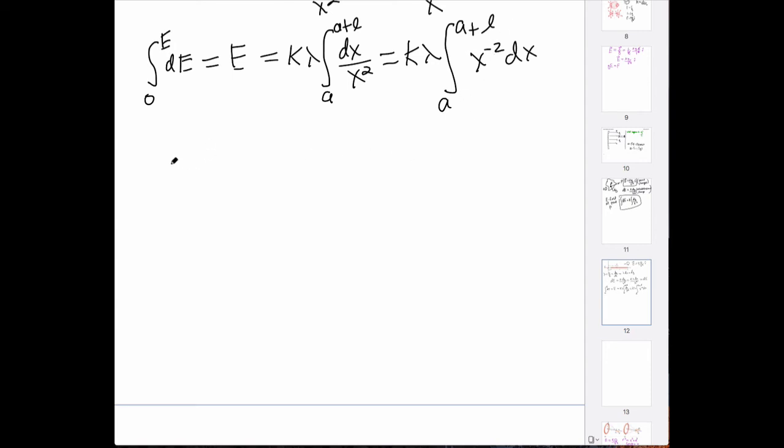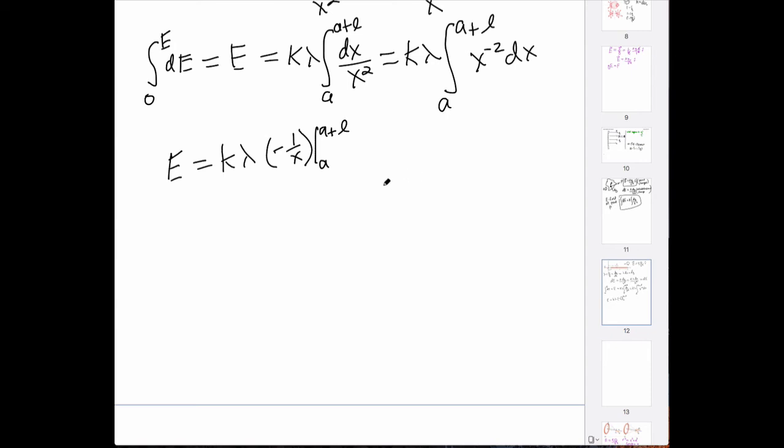So in case you didn't follow that, E is going to be k times lambda times the quantity, x squared integrated dx. The integral of x squared dx is negative 1 over x. So negative 1 over x. And my limits are from a to a plus L.